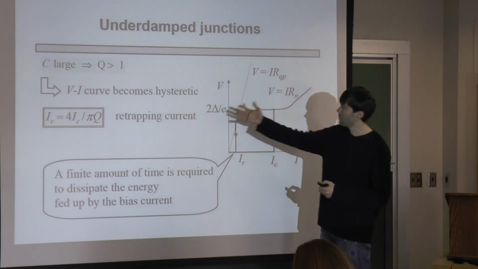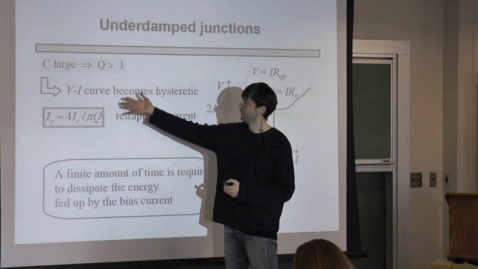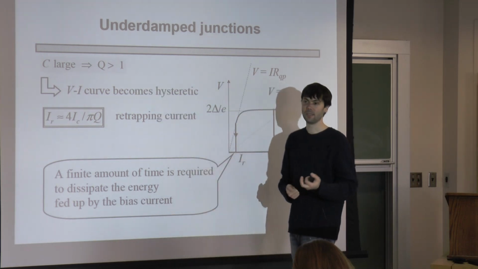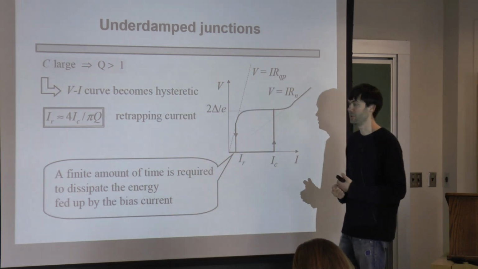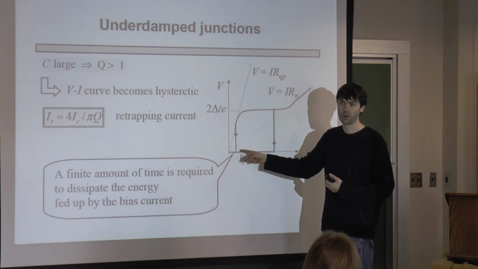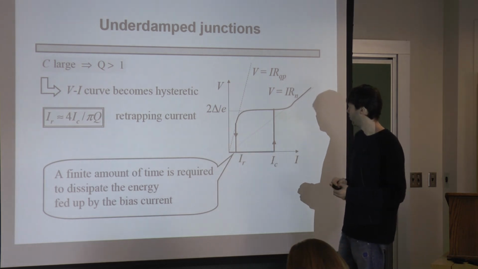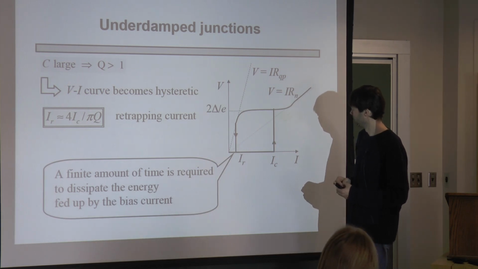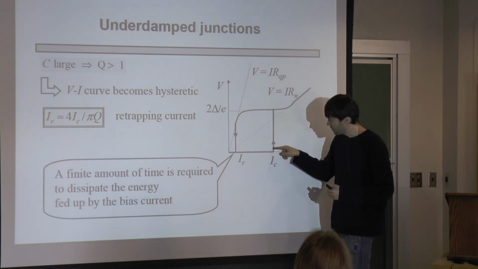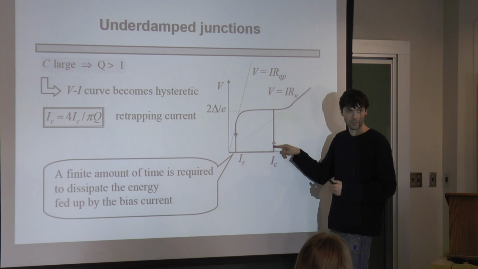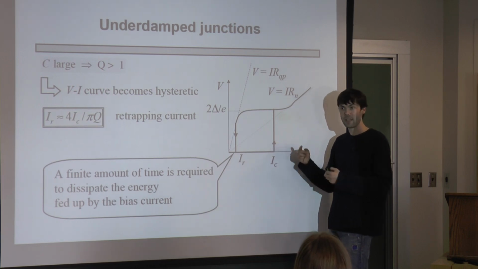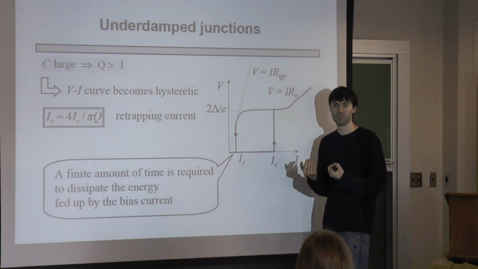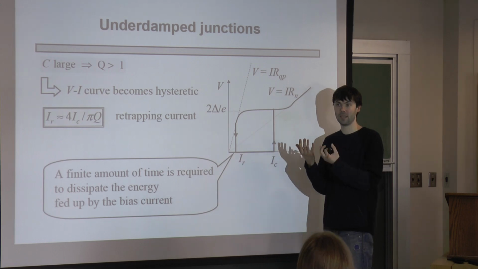So from the retrapping current, you can estimate the capacitances and the parameters of the junction. You can predict where this will occur from our RSJ model. Sometimes this part is rounded here. So that is like premature escape from the trap. Maybe there's a thermal excitation.